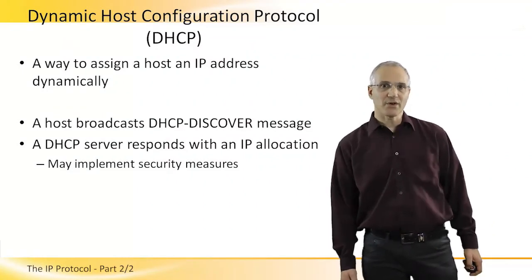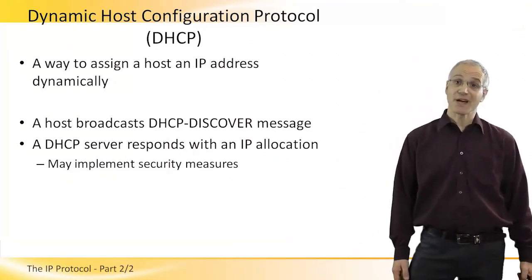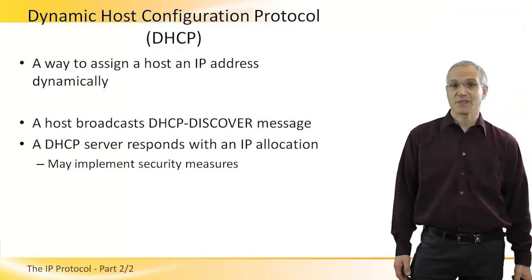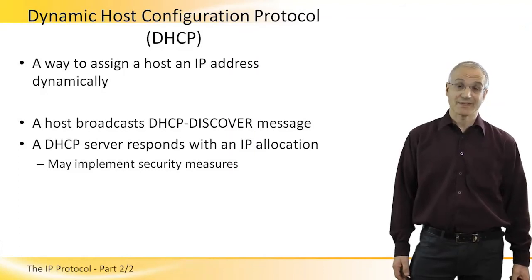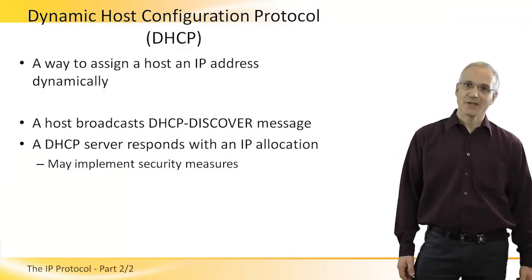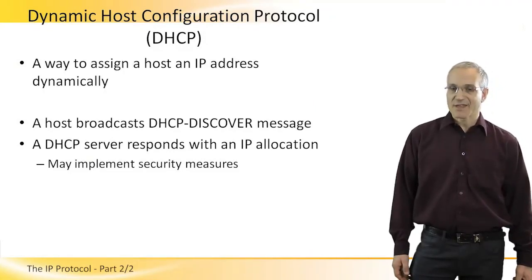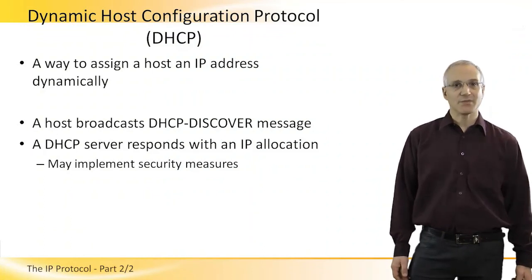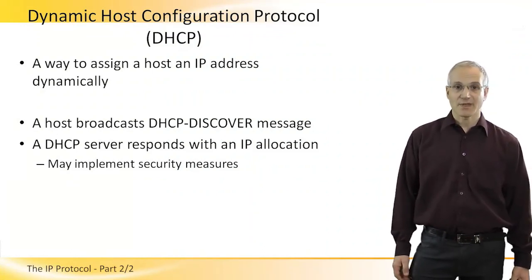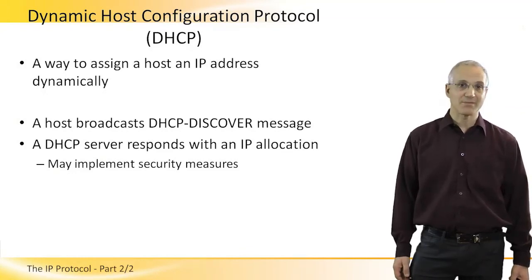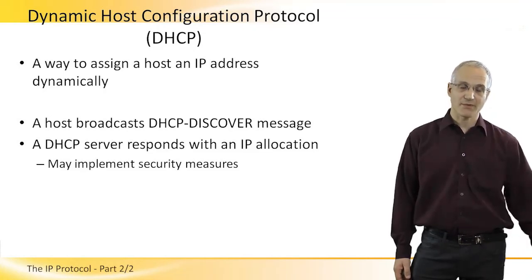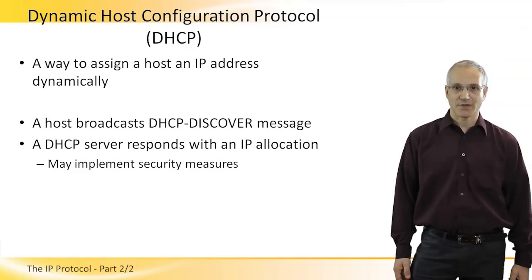The idea here is that the host broadcasts a DHCP discover message that reaches some DHCP server. The server looks at the discovery message, which is a request, and allocates it an IP address. It can also implement all sorts of security measures. For example, checking if the MAC address of the host is a valid MAC address, or if the host has the right authority to be active in this network.